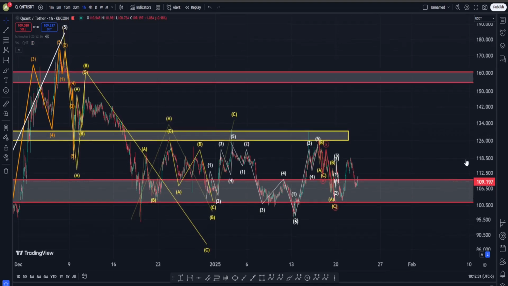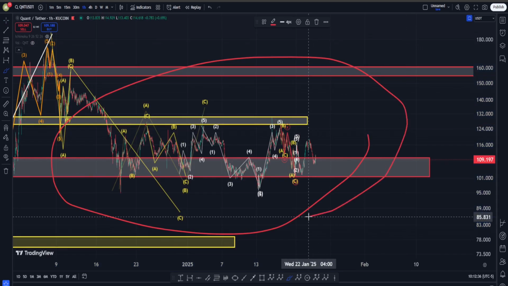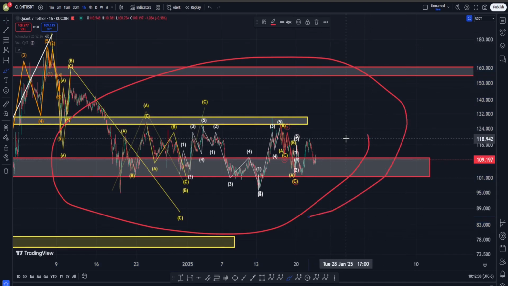Okay, so in today's video about Quant, I want to check out this whole sideways price action right in here and tell you what are the bullish and also, at the same time, bearish possibilities, and what I'm expecting in Quant in case the bullish scenario is in play.